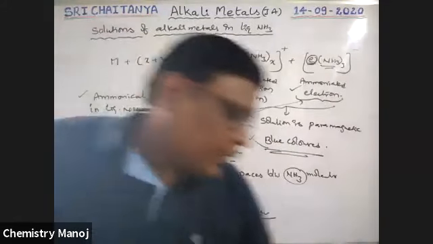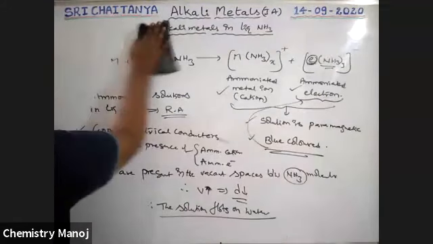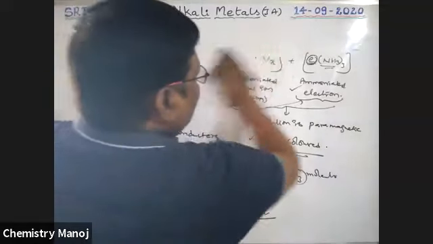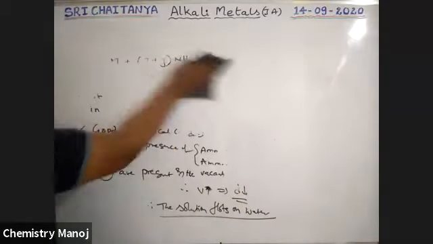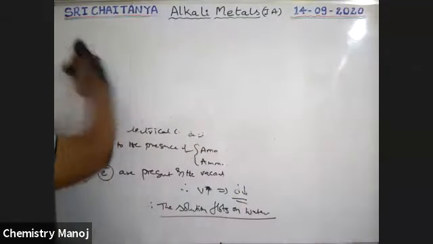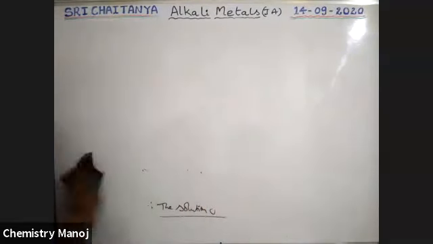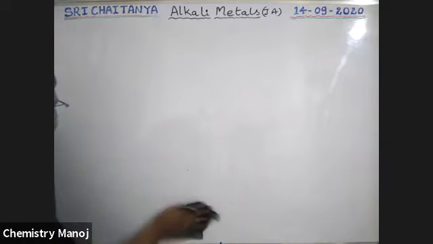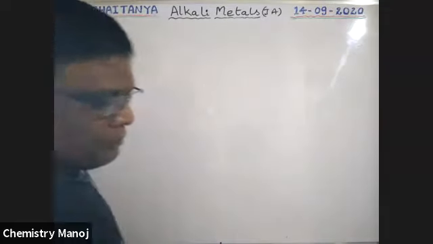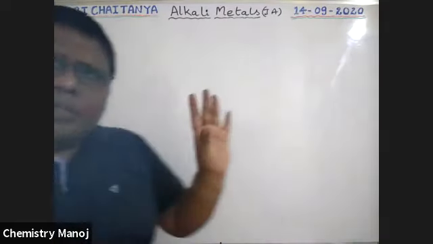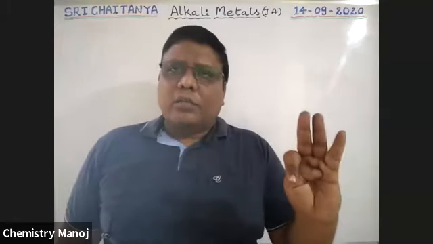Now, aqueous ammonia is a good reducing agent. So what are the reactions involved with this? I'm giving some examples, boys. But before going to that, some other properties that are very, very important. These solutions are good conductors because of the presence of the cation and electron, and they are also blue in color.